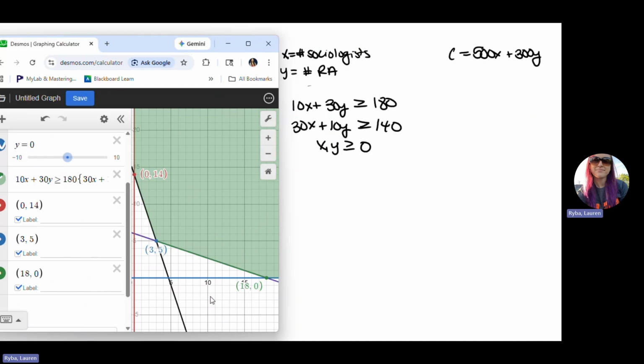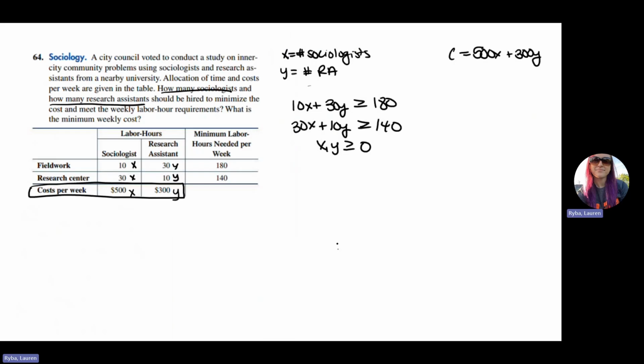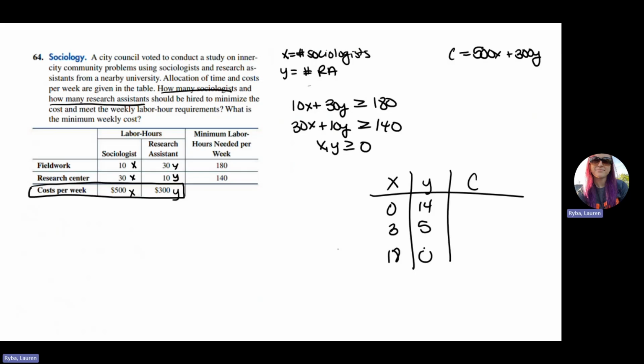So next up is to create my table with my X's, my Y's, and my C that I'm trying to minimize. So it's usually minimize cost, maximize profit. That's what you're always doing. So X, Y, cost. It was 0, 14, 3, 5, and 18, 0.